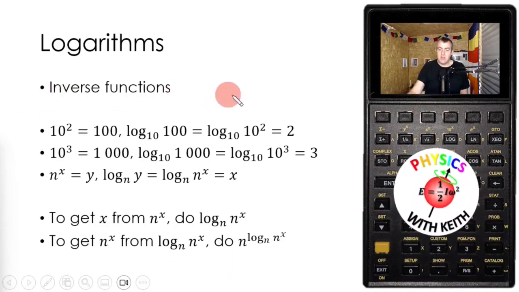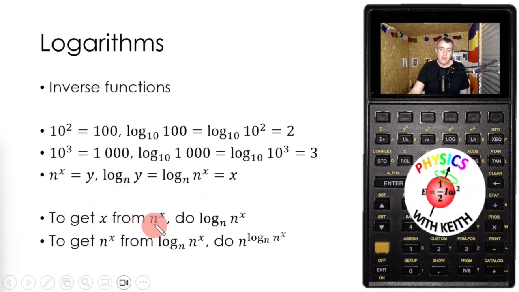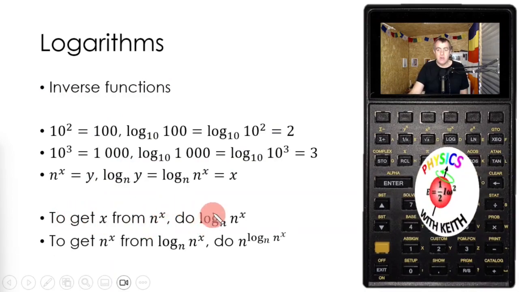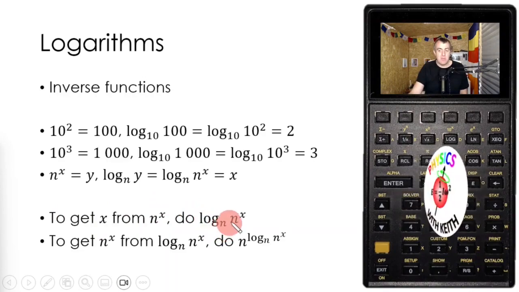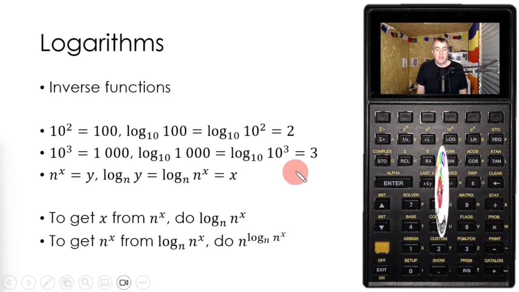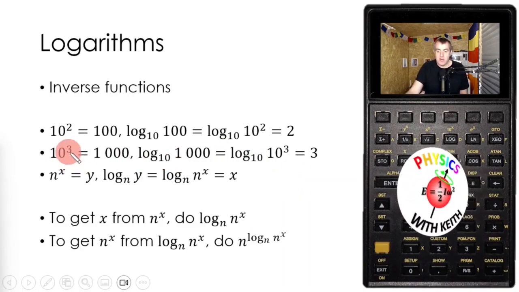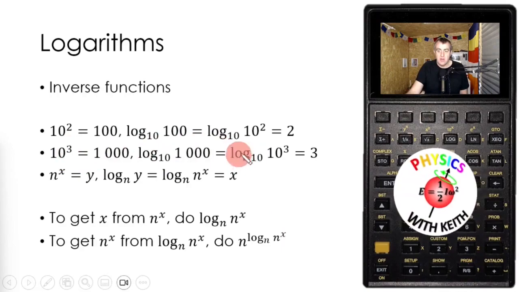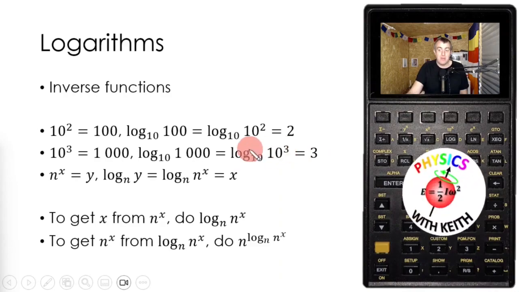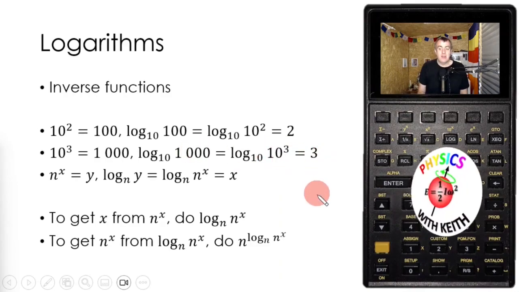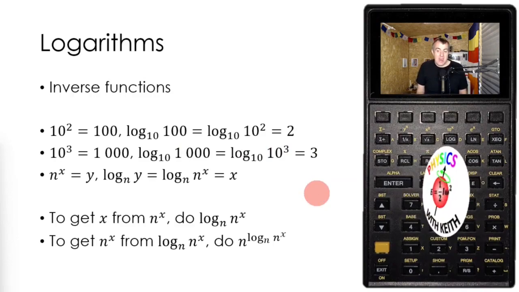Okay, so I've just reminded you of this notation we've just looked at here. So if we want to get x out of n to the power of x, we do the log base n of n to the power of x, because that will return x as a value. Now you can see that here. 10 to the power of 3, if I want to calculate what the 3 is, I do log base 10 of 10 to the 3, because that will be equal to 3, because 10 to the power of 3 is 1,000.